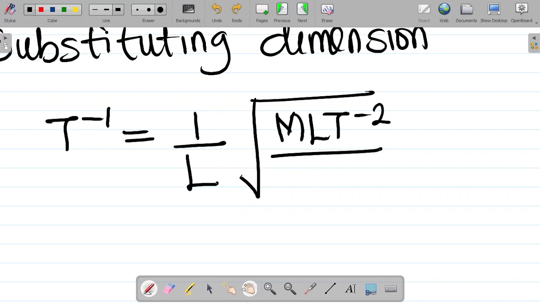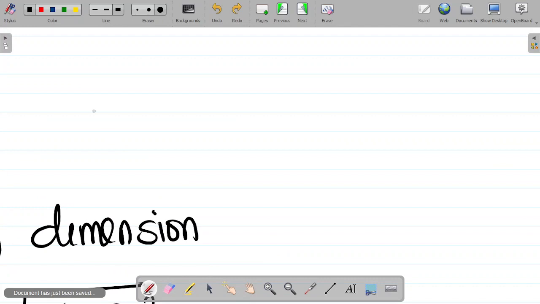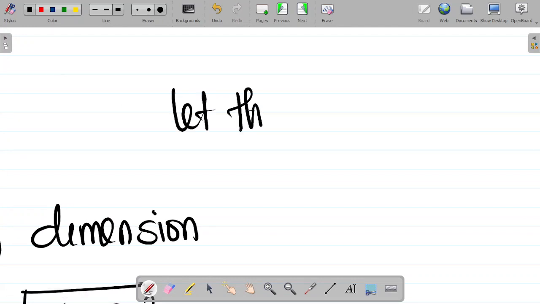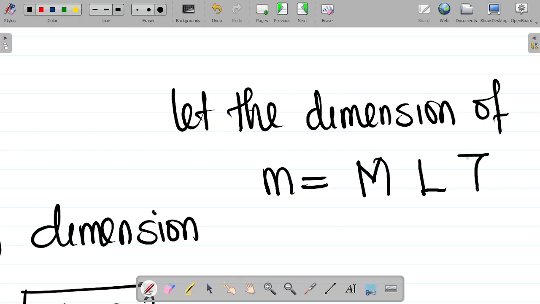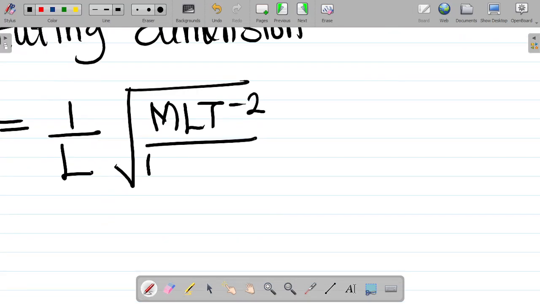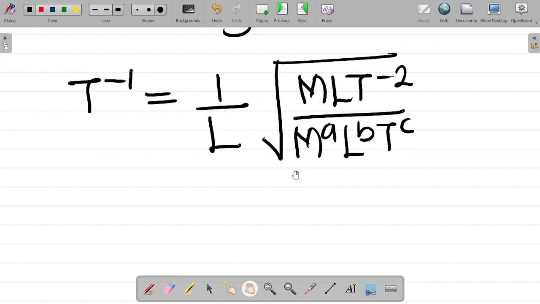All right, so for m, what we do is this: we say let the dimension of m be equal to, now I know it will be in the form MLT, that's M, L, and T, but I don't know what the powers are. So I'll call this M to the power a, L to the power b, T to the power c, right? Since they are known, this is still the MLT, and the powers are unknown. So I have this.